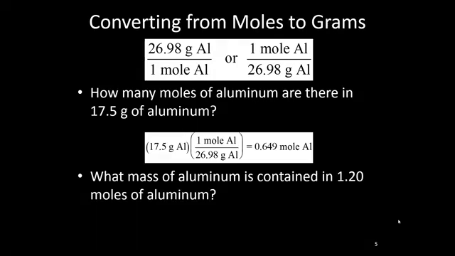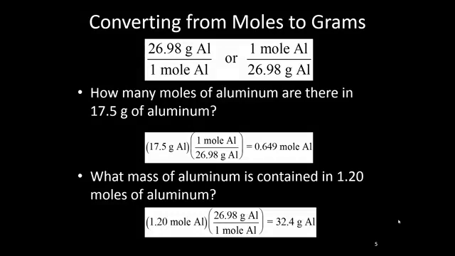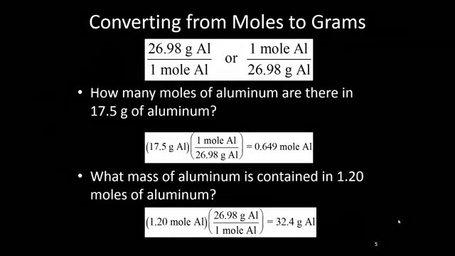Additionally, we can answer questions like, what mass of aluminum is contained in 1.20 moles of aluminum? Now we're going to convert from moles to grams. In this case, we will multiply by the molar mass. 1.20 moles of aluminum times 26.98 grams per mole gives us 32.4 grams of aluminum.